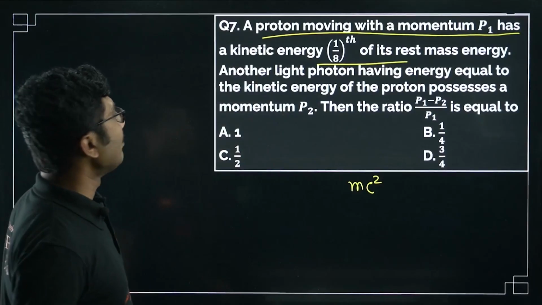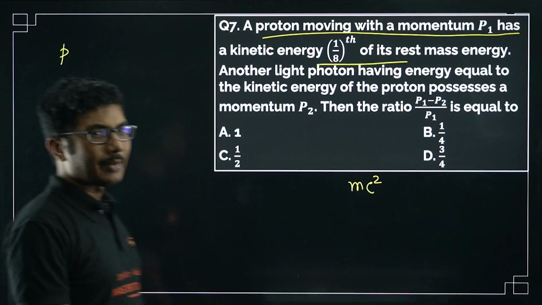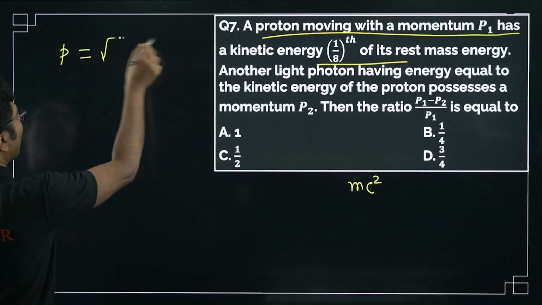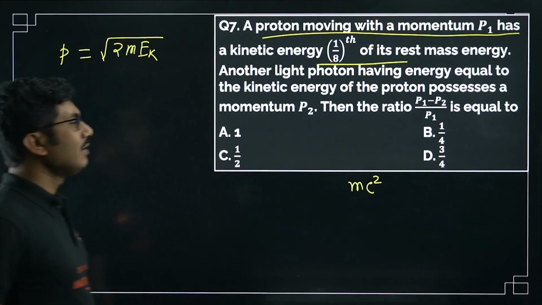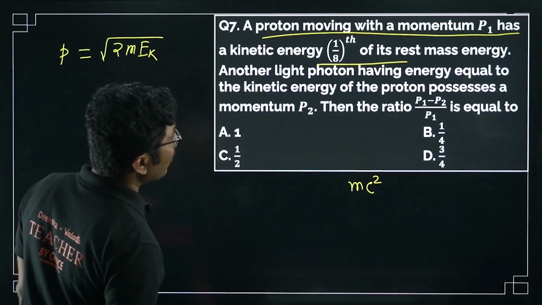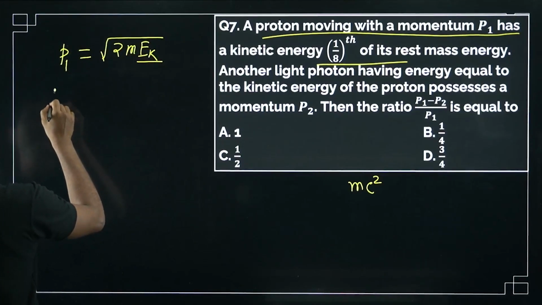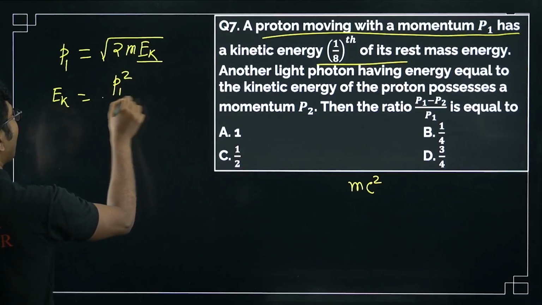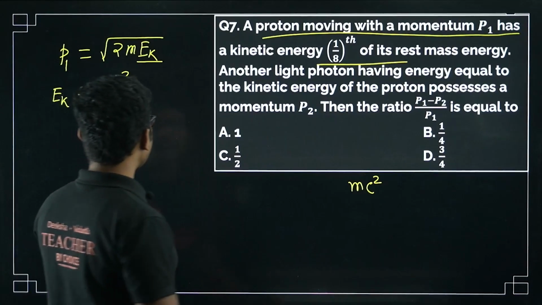Now if the momentum is known, what is the relationship between momentum and kinetic energy? So momentum is basically square root of 2m times kinetic energy, right? This is the formula. Now momentum is given as p1. What is kinetic energy then? So kinetic energy Ek will be p1 square by 2m.